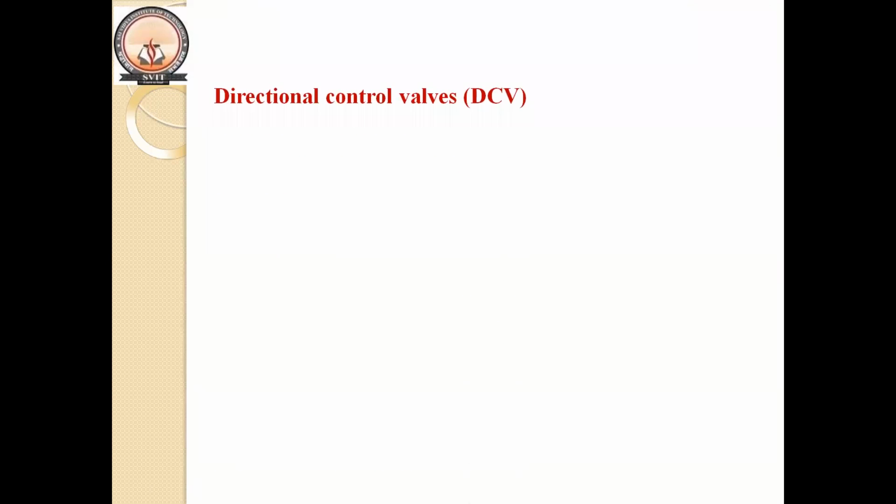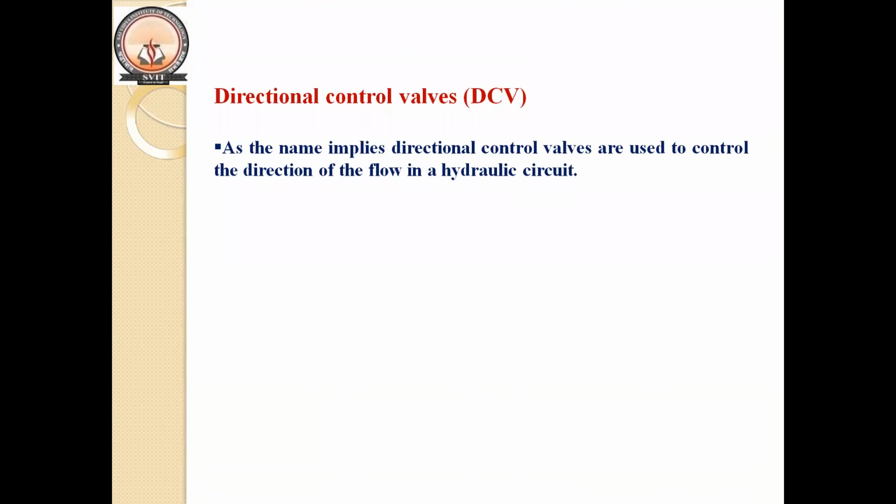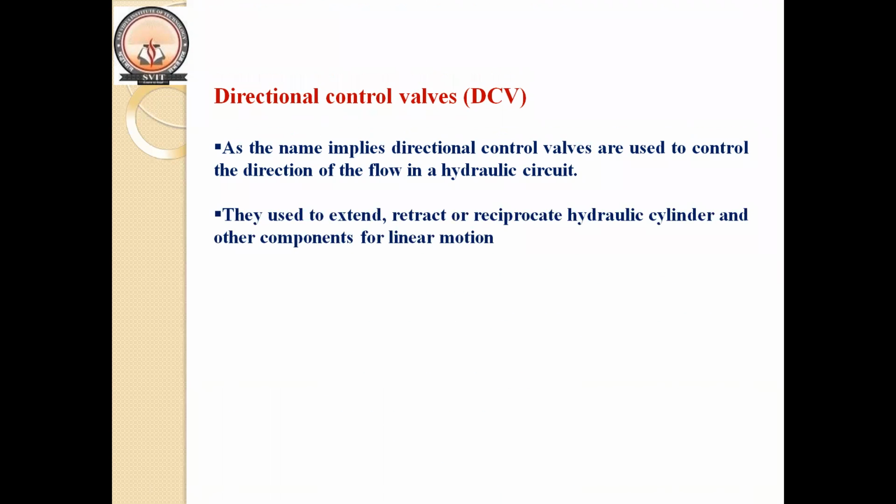In that, the first one is the directional control valve. As the name implies, directional control valves are used to control the direction of the flow in hydraulic circuit. They are used to extend, retract, reciprocate the hydraulic cylinder or actuator and other components for linear motion. Then again, the directional control valves are classified in a number of ways.